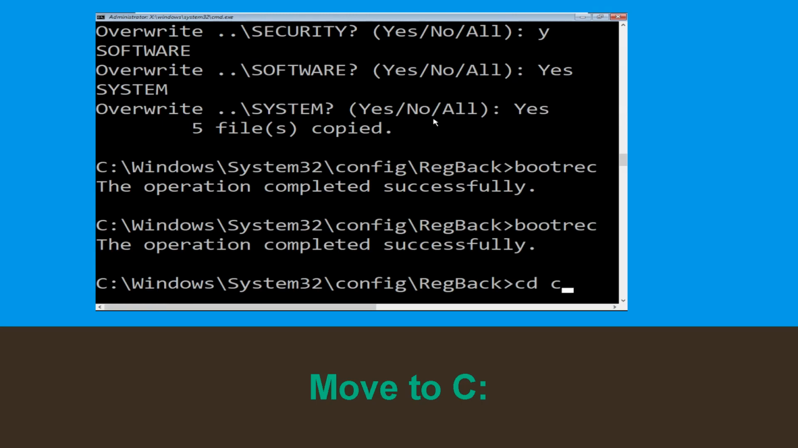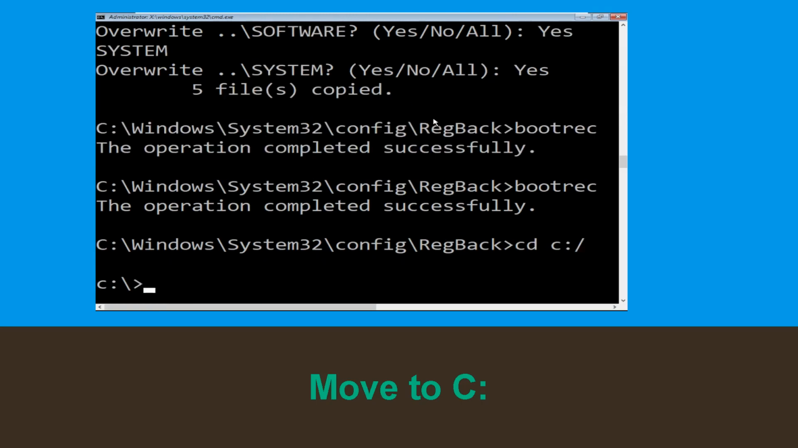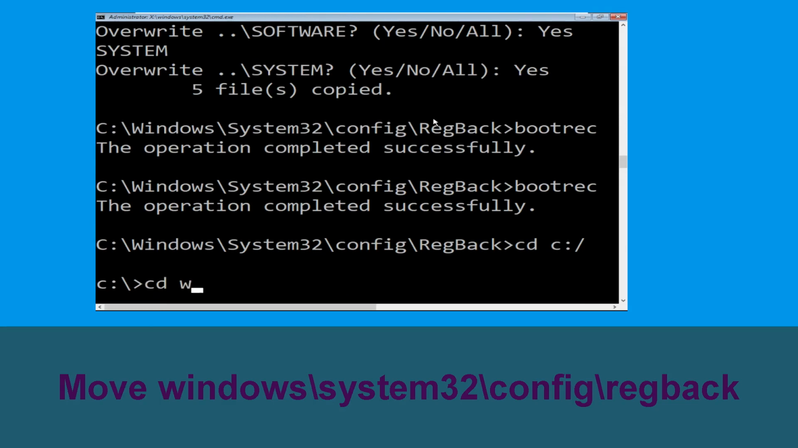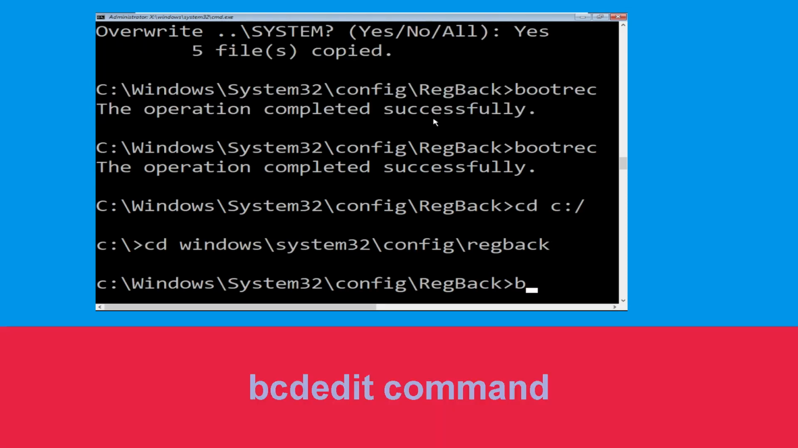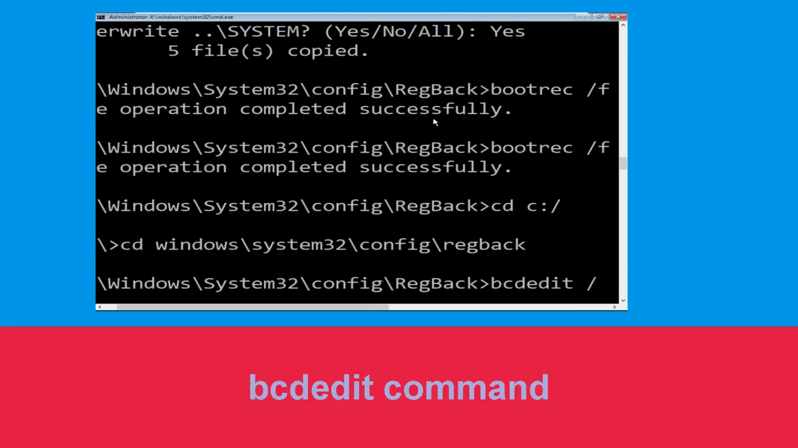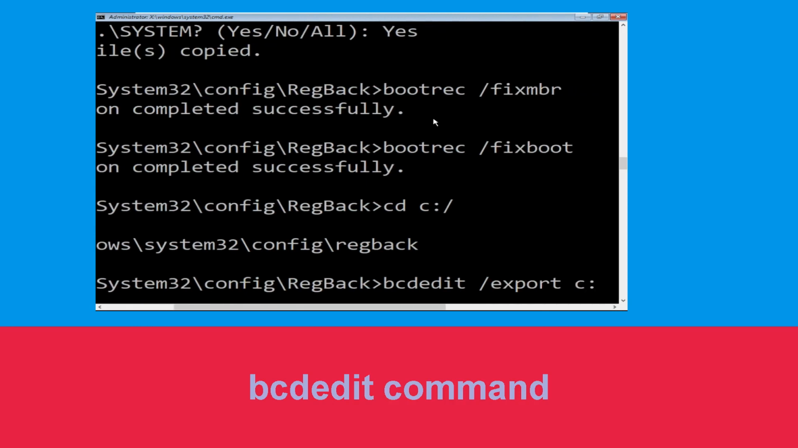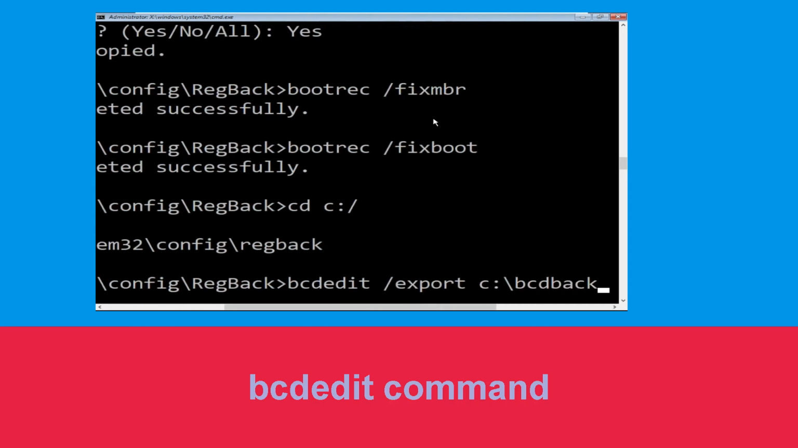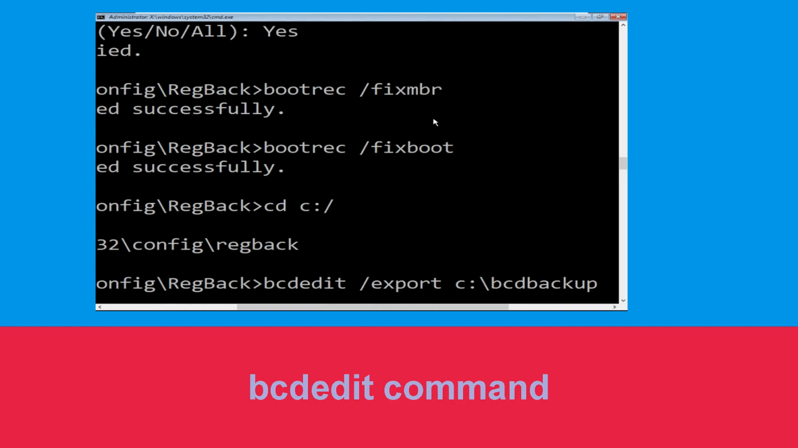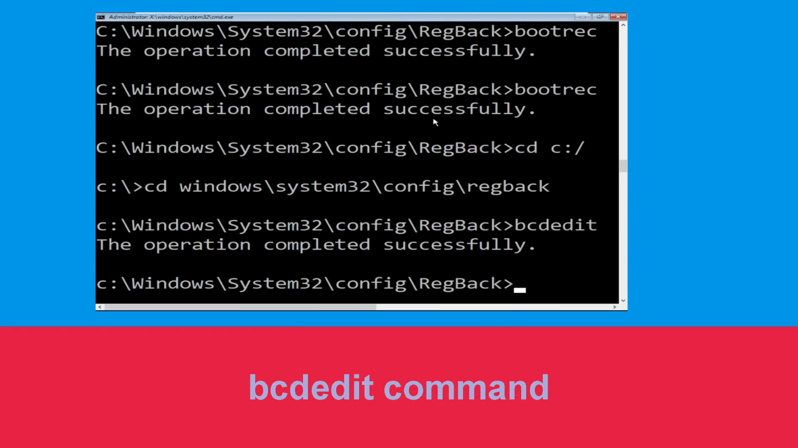Type cd space c:/ and hit enter. Now type cd space Windows/system32/config/regback and hit enter to execute. Now execute this command. Type bcdedit space /export space c:/bcdbackup and simply hit enter to execute this command. Then move to the next one.